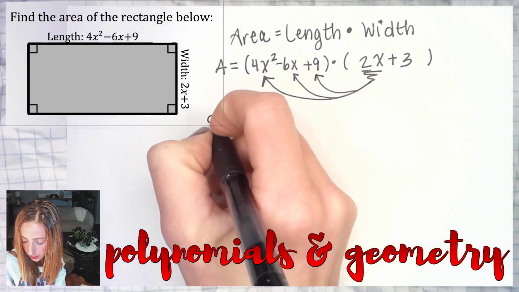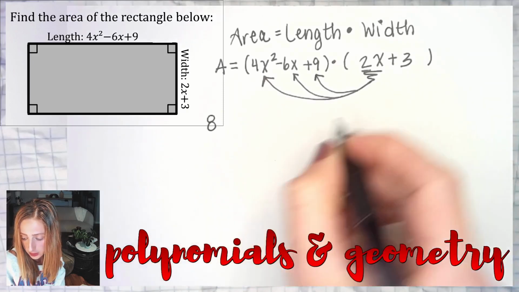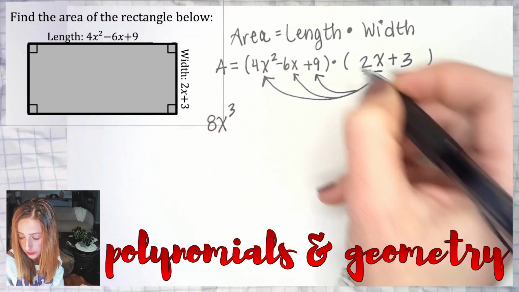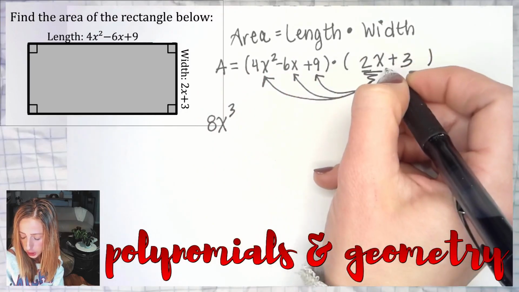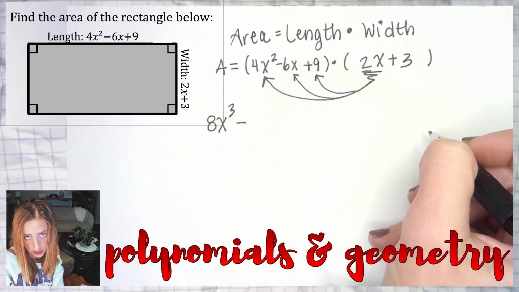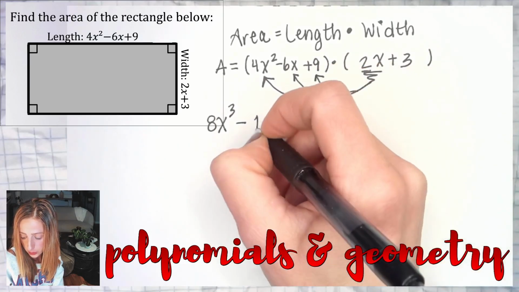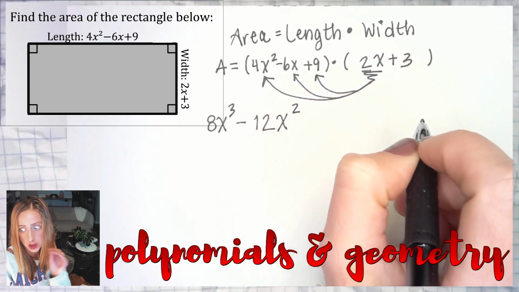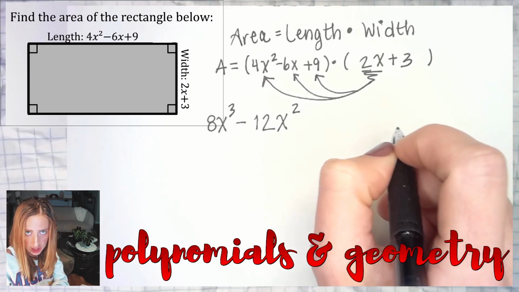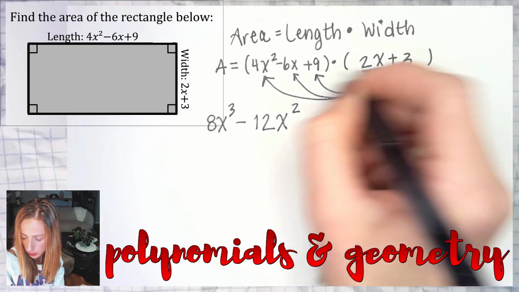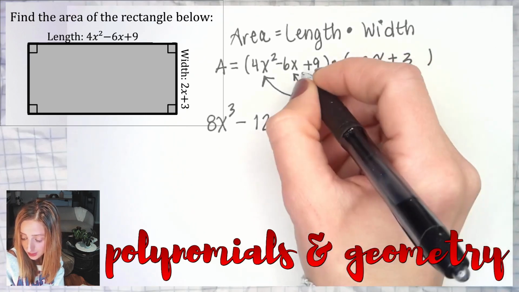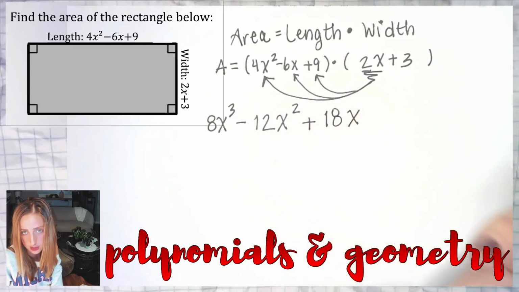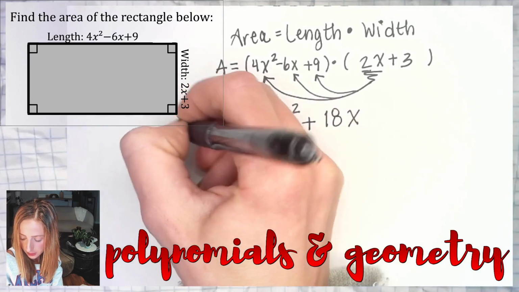2x times 4x squared. 2 times 4 is 8. x squared times x to the first, you add your exponents, x to the third. That's an invisible 1. Next, 2x times negative 6x. Negative times positive is negative. 6 times 2 is 12. x times x is x squared. Multiplication or division, your exponents will change. Then 2x times 9, positive times positive, positive 18x, okay? Most of you are okay up to there.